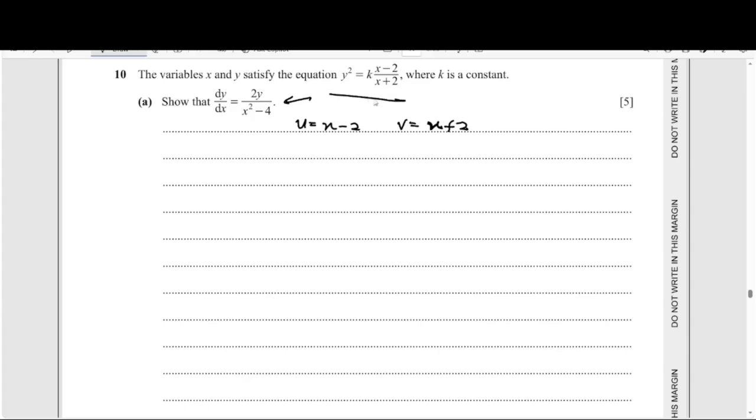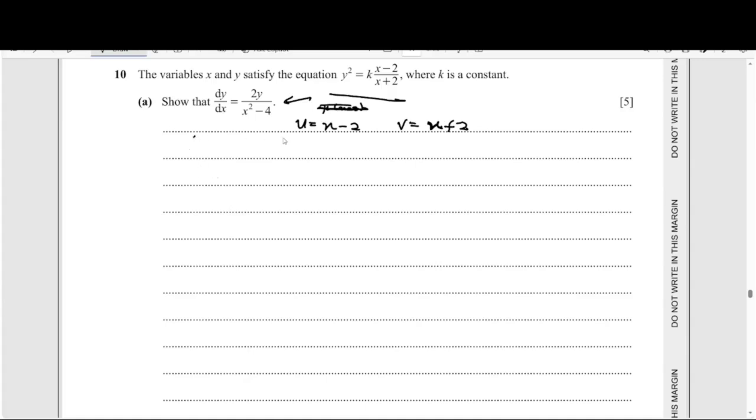If you want to include k in this, then u should be equal to k times x minus 2, which will not help you in any way. You're still going to get the same thing, so leave out your k, but make sure you don't forget, when you finish, to bring back the k since it's a constant. But if it were a variable, we would have included it in the numerator. So yeah, from the formula, you need to find du dx.